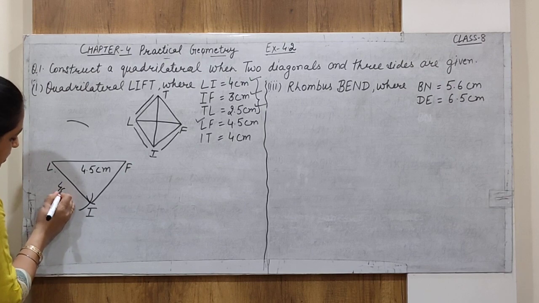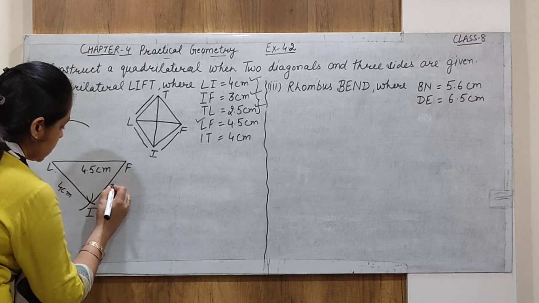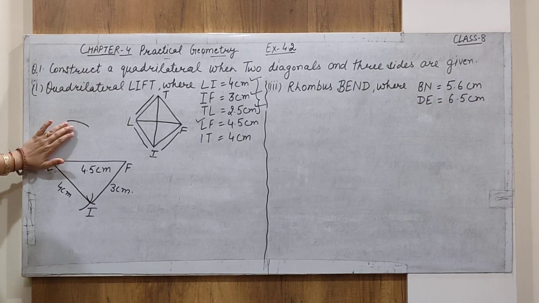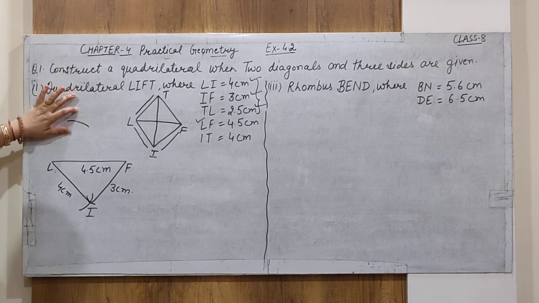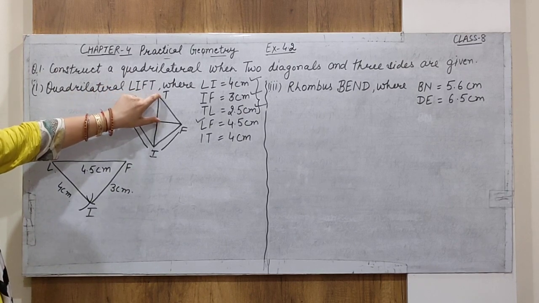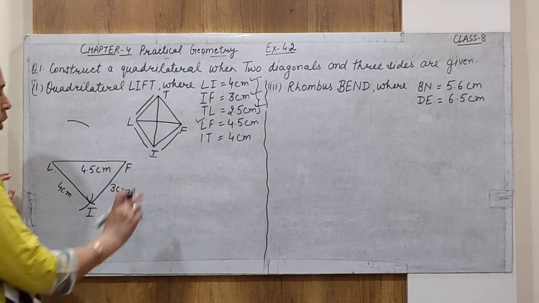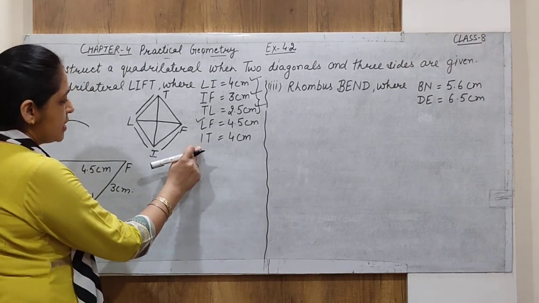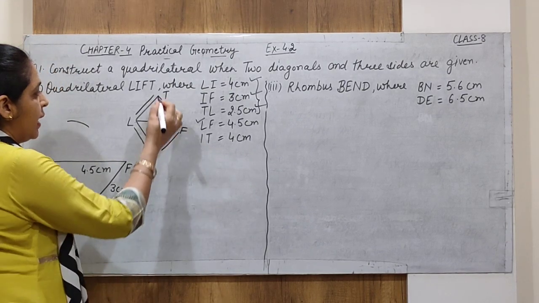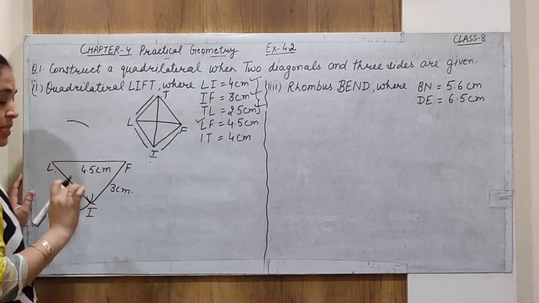LI is 4 centimeter. Write down the length. LFI is 3 centimeter. Now, how can we get the point T? Because we require one more arc, only then we get the point T to draw another triangle so that we get the quadrilateral. Now, only this length is left. This is IT. IT means start from I and end at T. This gap is given, that is, the second diagonal is given.